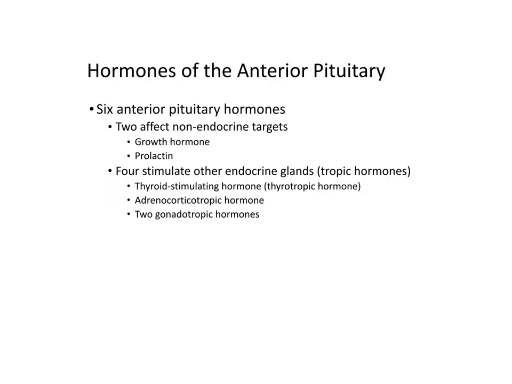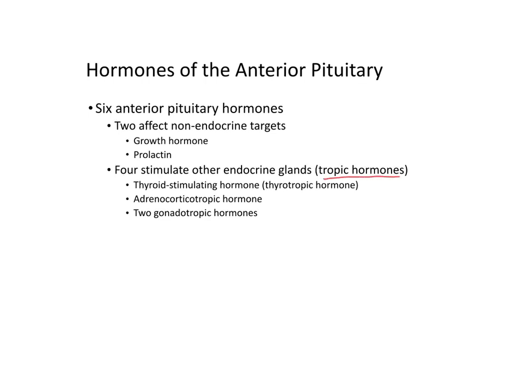There are 6 different hormones produced by the anterior pituitary gland. Two of them affect non-endocrine targets, and those include growth hormone and a hormone called prolactin. And then 4 of those hormones stimulate other endocrine glands. Those are called trophic hormones, and they include thyroid stimulating hormone, or TSH, adrenocorticotrophic hormone, and then 2 different gonadotrophic hormones that impact gonads, so impact either ovaries or testes.